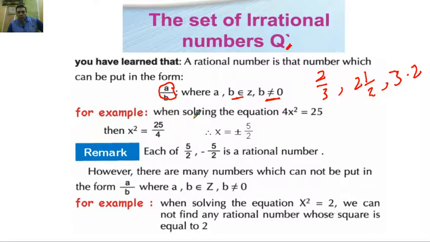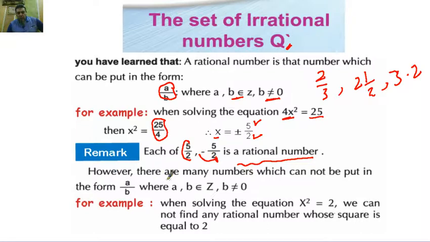For example, when solving the equation 4x squared equals 25, divide by 4, then x squared equals 25 over 4. By taking the square root, x equals positive or negative square root of 25 over 4. The square root of 25 equals 5, and the square root of 4 equals 2. Each of 5 over 2 and negative 5 over 2 is a rational number. Why? Because they are in the form a over b and b is not equal to 0.